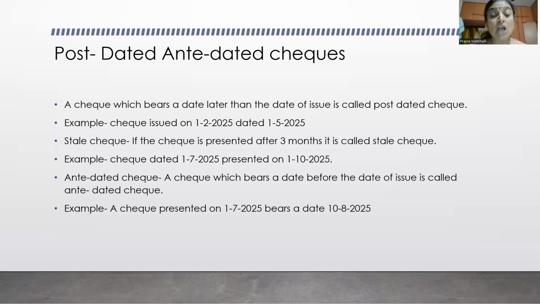Antedated check is a check which bears a date before the date of issue, and it is called an antedated check. Example, a check presented on 1/7/2025 bears a date of 10/8/2025. That means a post date is mentioned here. So you have to wait till that date and then it can be paid. You have to wait till August 10th and then you have to present it and then you can take the money. So this is the situation. This is how checks are in practice.